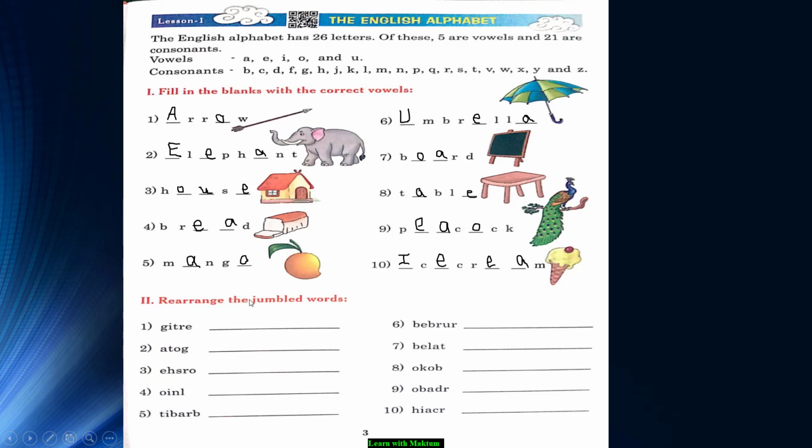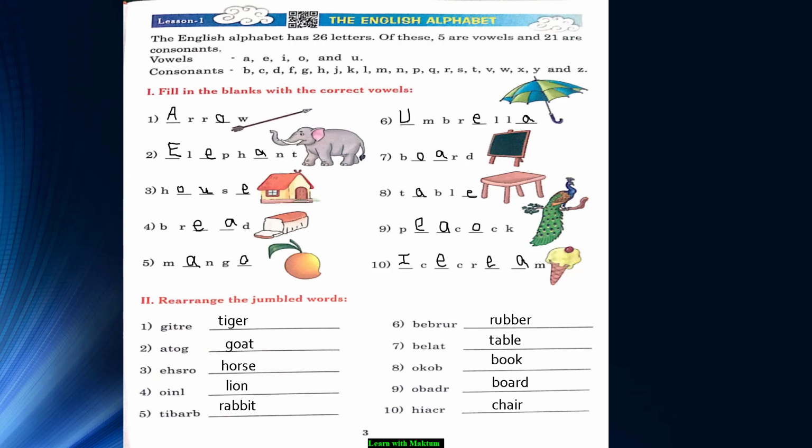Second exercise, rearrange the jumbled words. Here the words are jumbled, meaning shuffled. You have to rearrange them. So let us see one by one. First word we can write as tiger. Second one is goat. Third one, horse. Fourth one, lion. Fifth one, rabbit. Sixth one, rubber. Seventh one, table. Eighth one, book. Ninth one, board. Tenth one, chair.